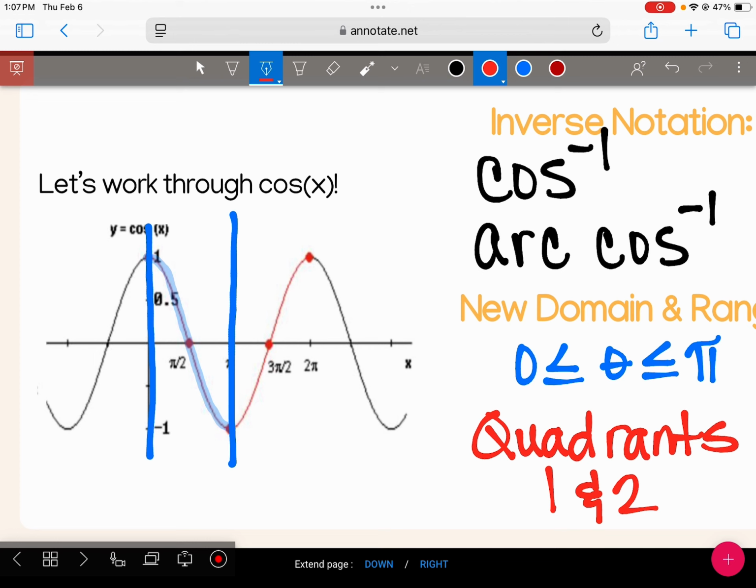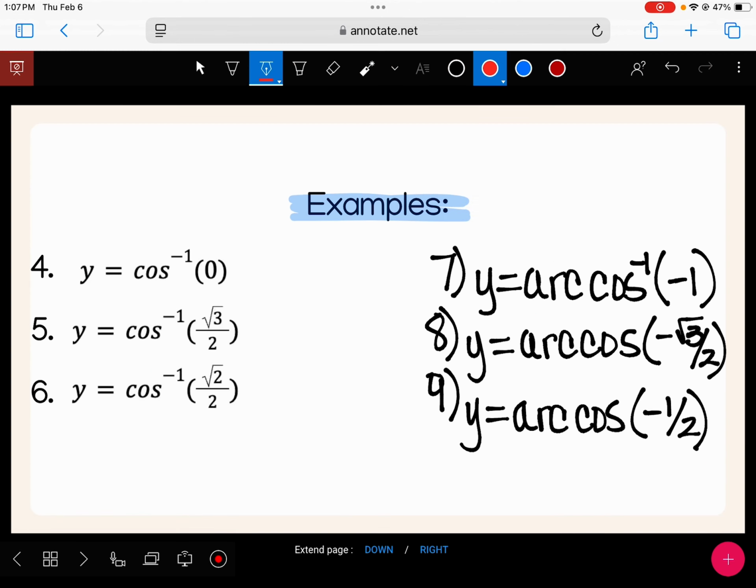So take a moment and copy down these 6 questions. I know the numbering is off, but that's okay. And remember, our answer should be angles between 0 and pi. So I'm going to give you about 2 minutes to answer all 6 and see what you would come up with. So what angle has a cosine of 0? That's what it's asking you. What angle has a cosine of root 3 over 2? So take a moment and see if you can find what your answers would be.